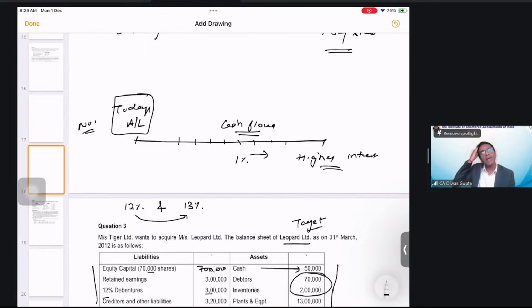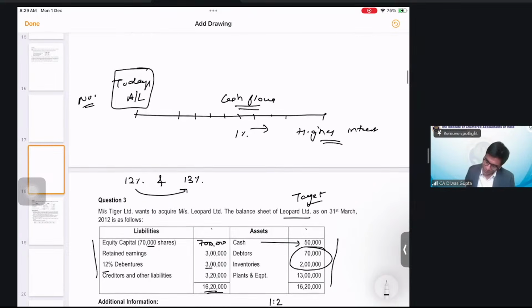Correct? Because today my assets and liabilities will stand at the value of how much? 3 lakh rupees for debentures, right? So I have taken the same value. Now, in future, the question itself has given us that there will be a net realization of 5 lakh. That means this extra 1% adjustment would have been part of this 5 lakh rupees.